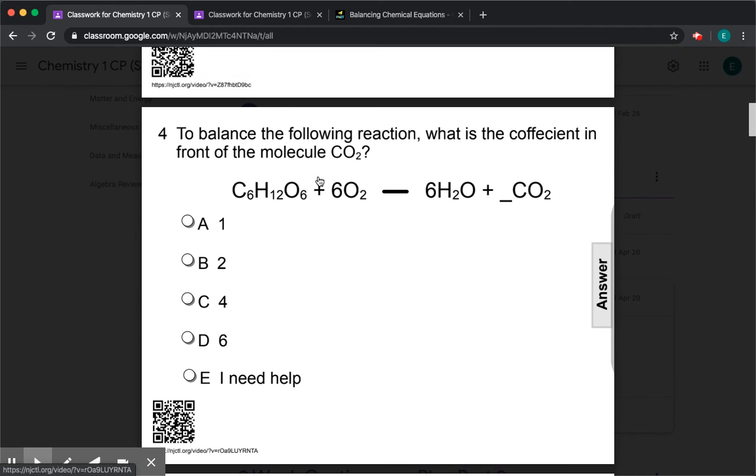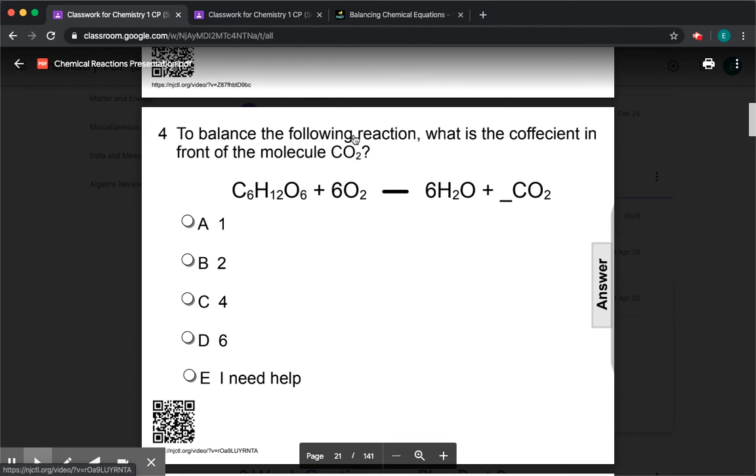Okay, now here is more of what we're doing. To balance the chemical equation, what is the coefficient that we need in front of the carbon dioxide? Okay, so in order to do that, let's see how many of each we have on both sides right now.